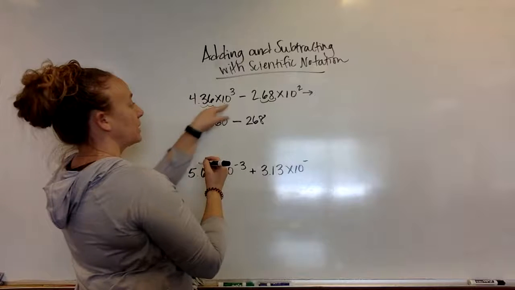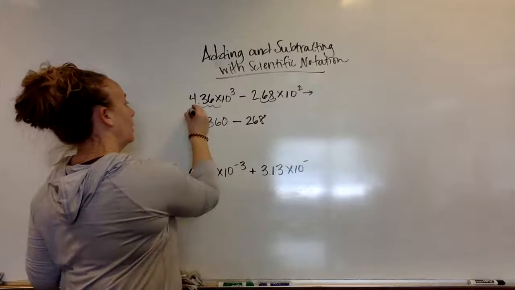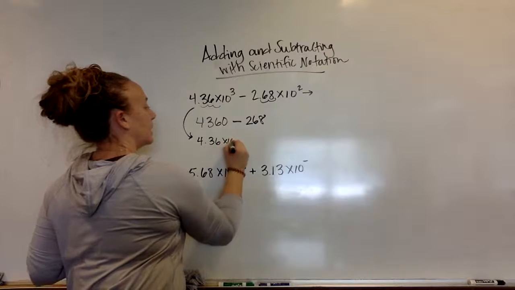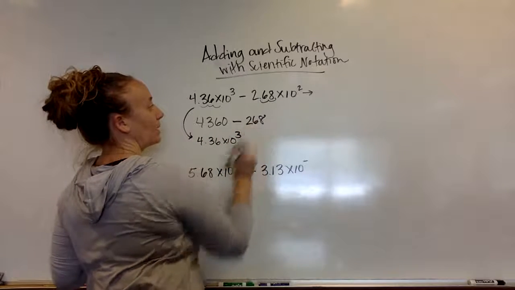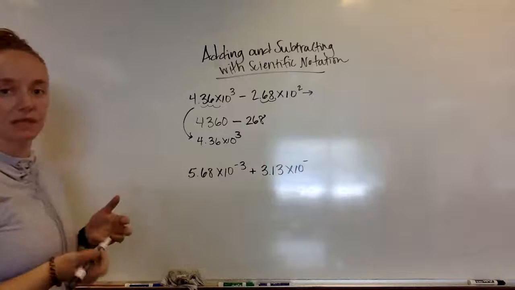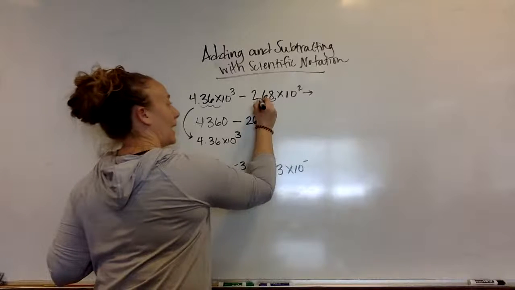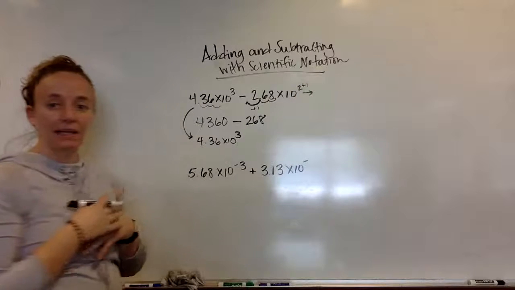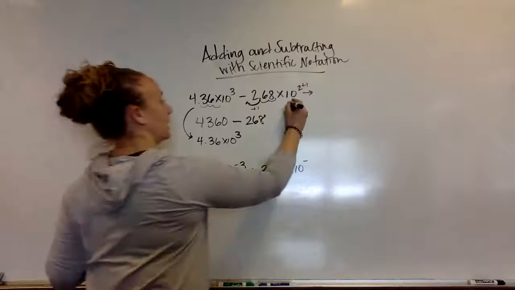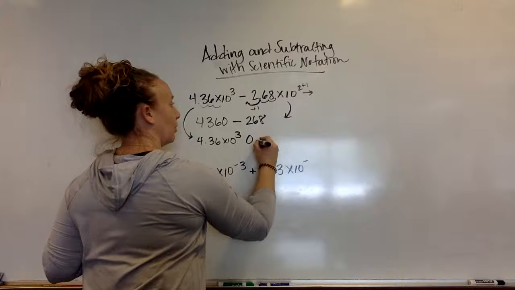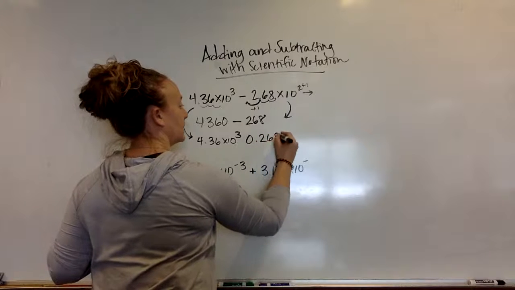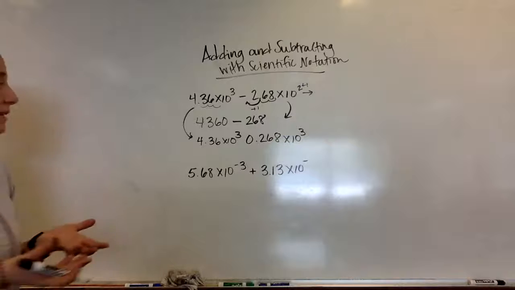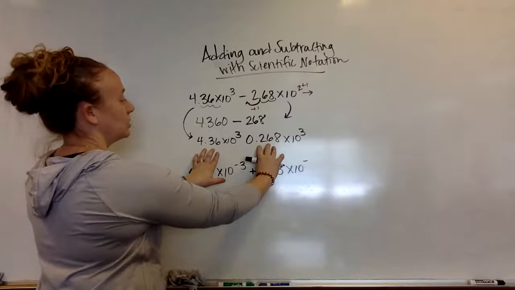So 4.36 times 10 to the third power, I'm going to leave as 4.36 times 10 to the third power, but I'm going to rewrite this 2.68 times 10 to the second power, and add one more to my tens over here. So I'd rewrite this as 0.268 times 10 to the third power. Once you have the same order of magnitude, you can do the math here.